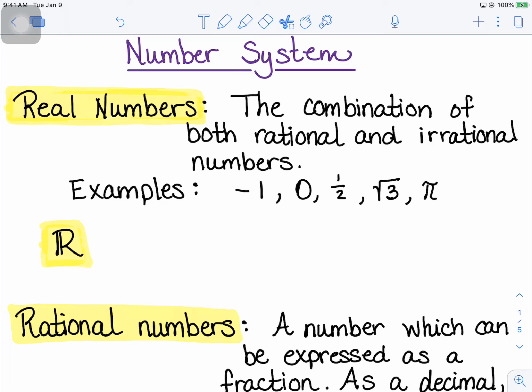The capital R with the double side is the notation used for the real number system. So you may see that followed by a list of numbers, and that means whatever they're saying is a set of real numbers. So do know what that notation means.